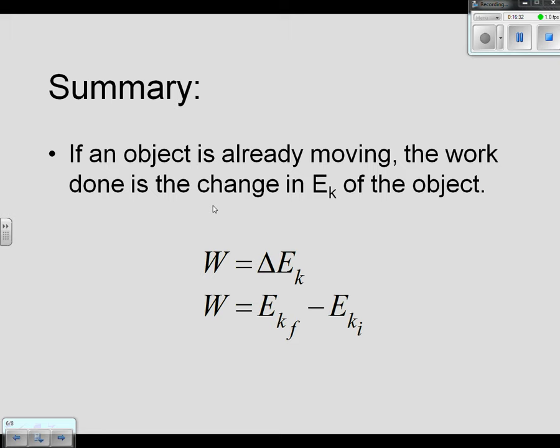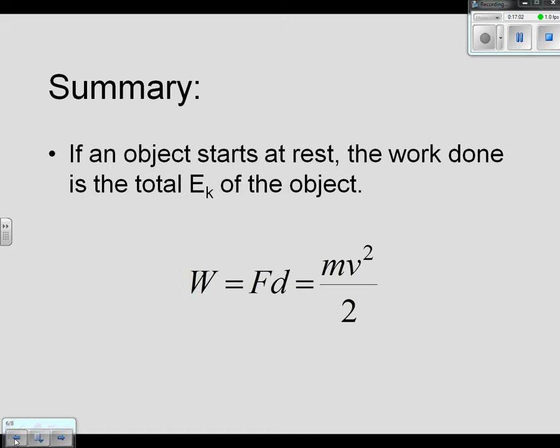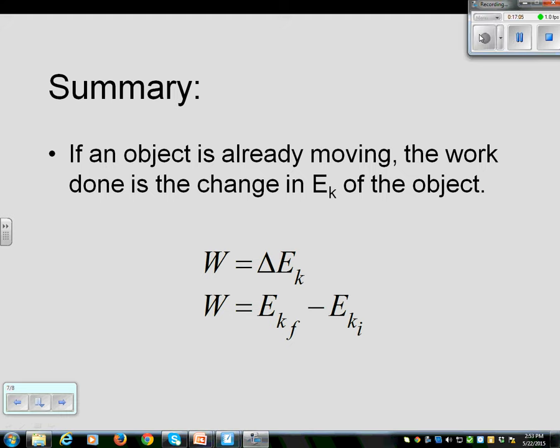If an object is already moving, the work done is the change in the kinetic energy. The change in the kinetic energy is EKF minus EKI: final energy minus initial energy. If it's already moving, the work done is the change in kinetic energy.